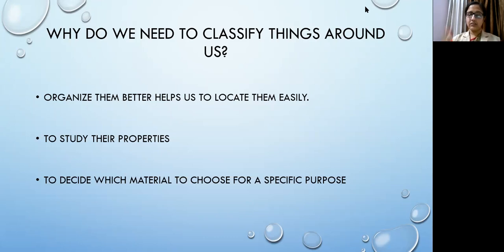I'll explain this using an example. I'm just reading it first. So the point number 1 here is organize them better, helps us to locate them easily, to study their properties, to decide which material to choose for a specific purpose. So these are a few reasons why we are grouping, why we are classifying. Okay, why we are doing this classification, why we are grouping things.